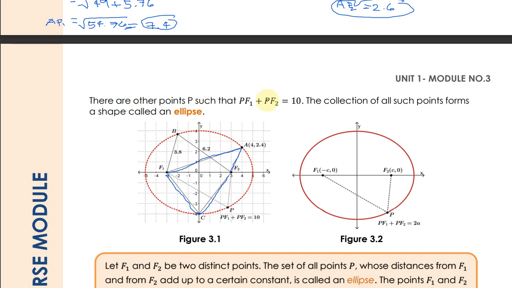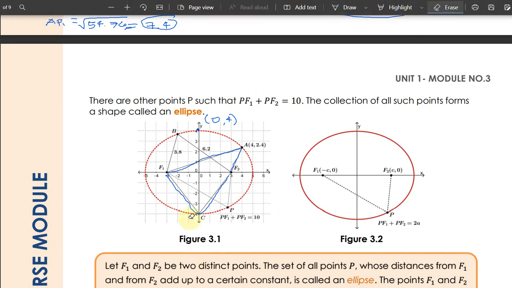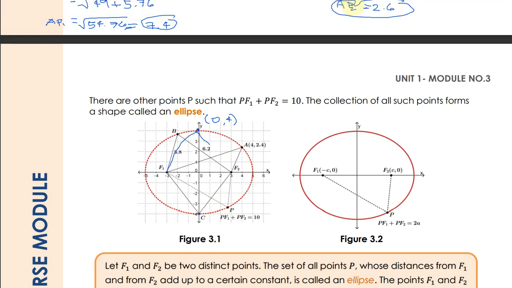So for example, if I take a point up here, the coordinate is 0 for x, then y is 4. If I measure its distance to F1, then its distance to F2, the result is still equal to 10. So for those other points here, if you take them and they still have the same answer equal to 10, then they will form an ellipse. So that is the form of an ellipse, a flattened circle.